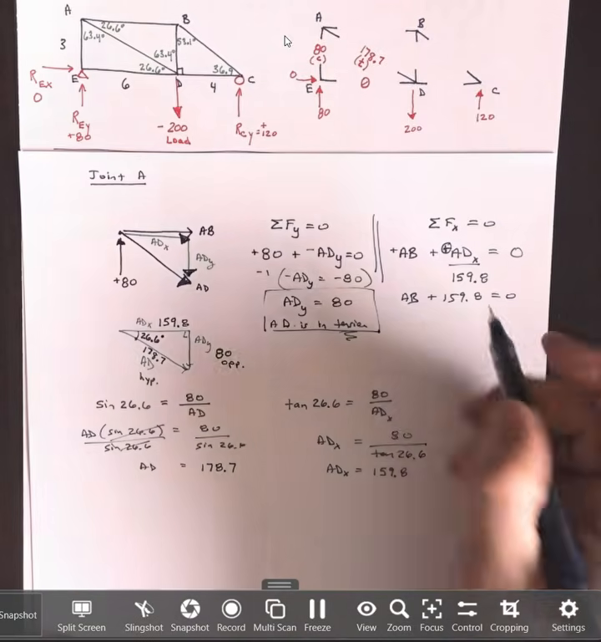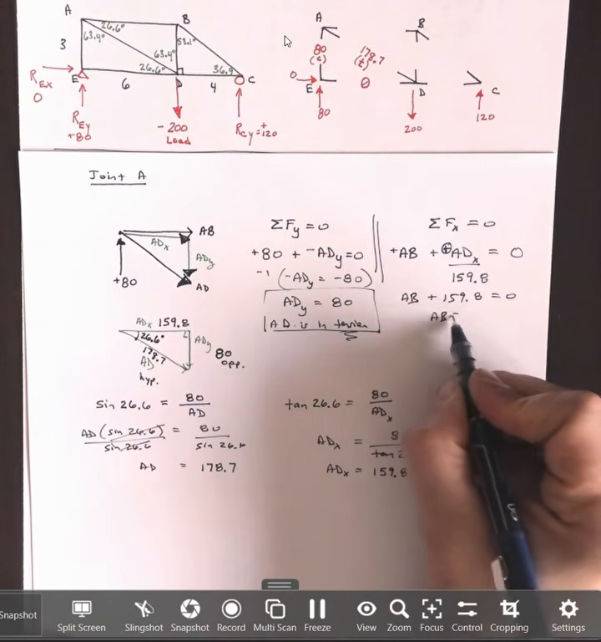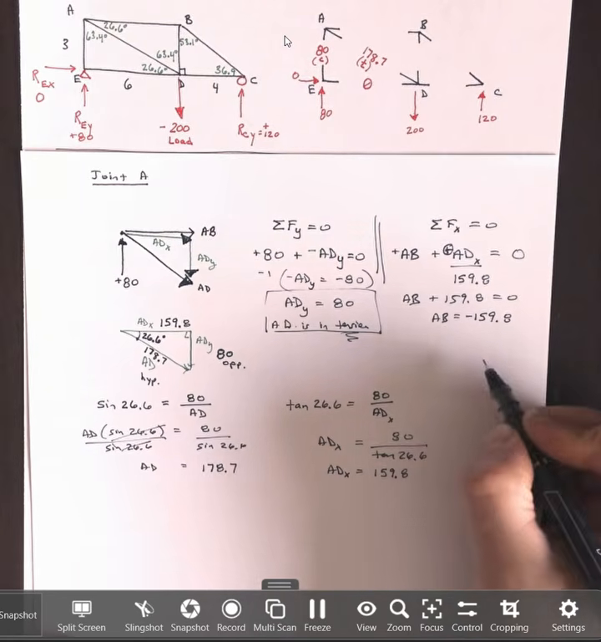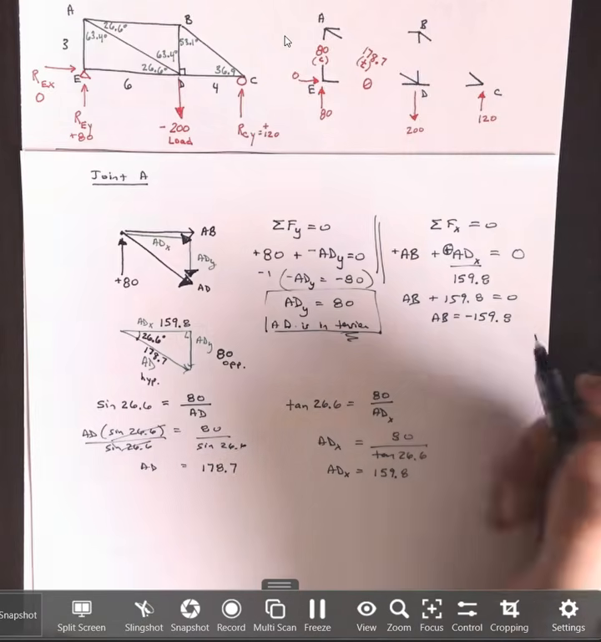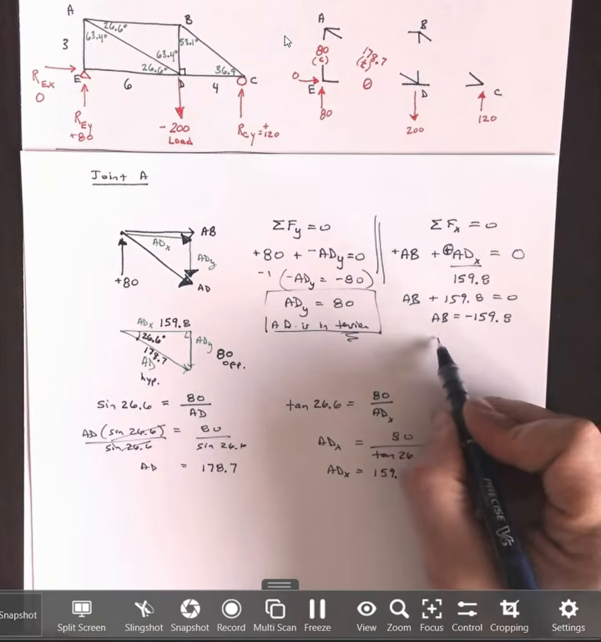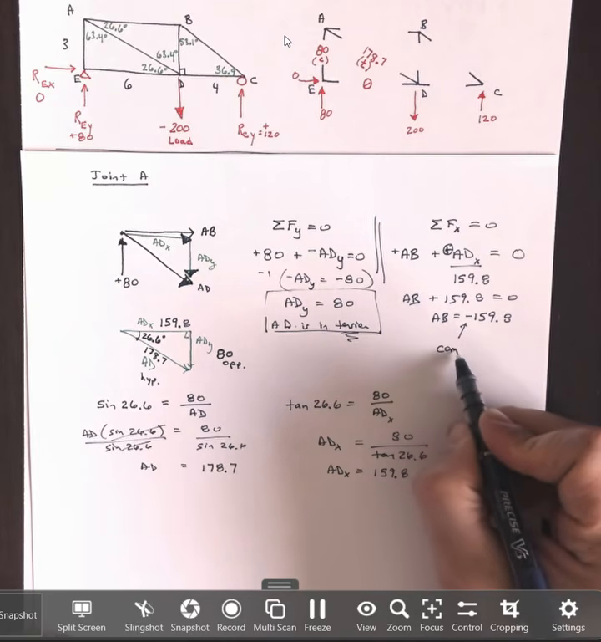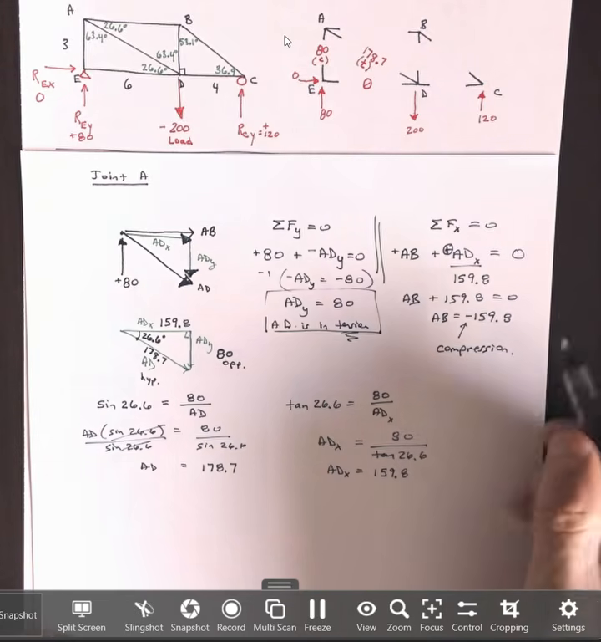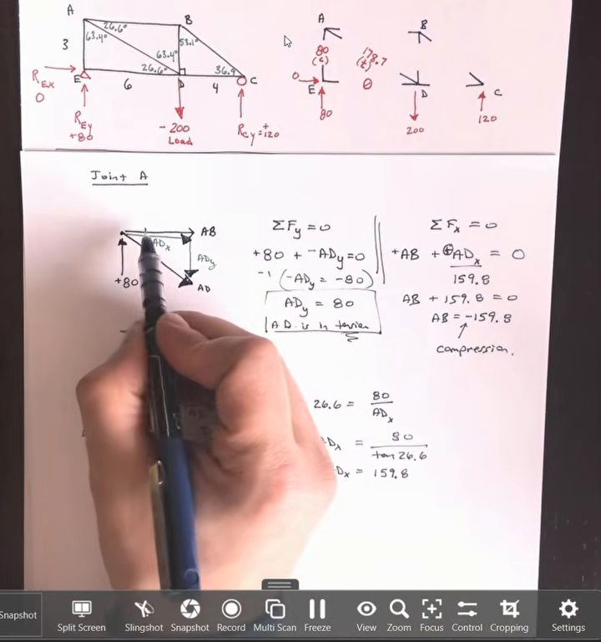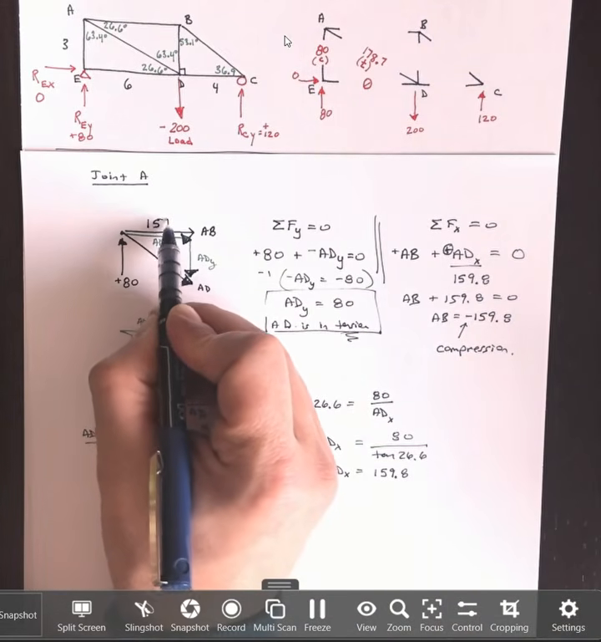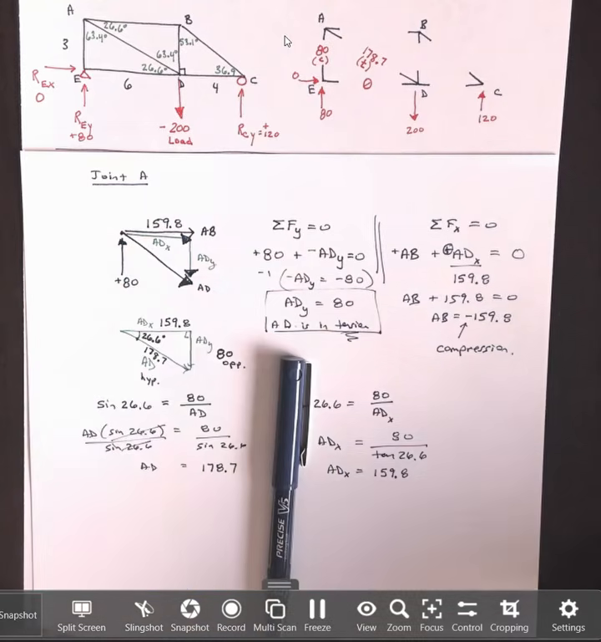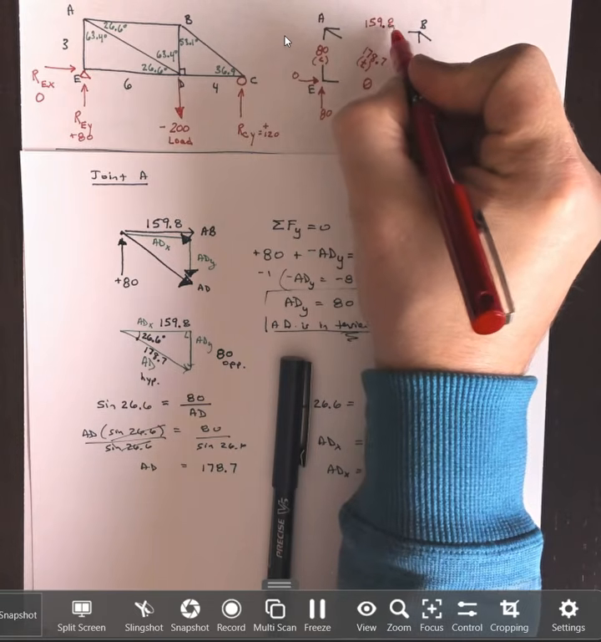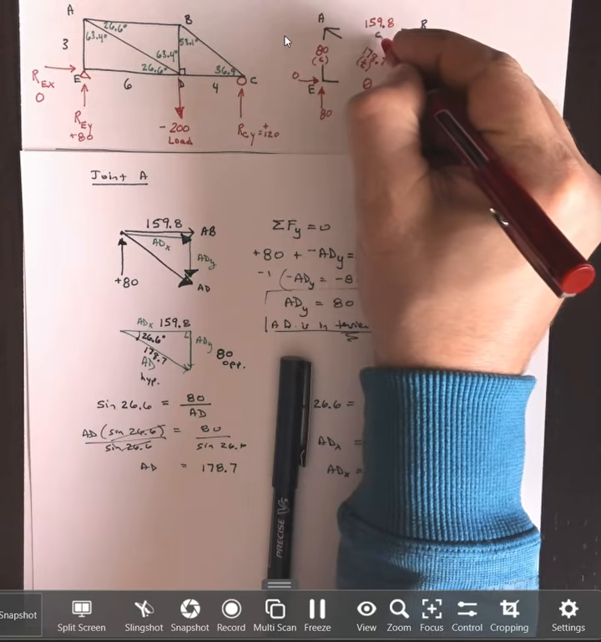Those have to add up to equal 0. We're going to subtract 159.8 from both sides. And the negative, the opposite value, tells us our direction was wrong. We've got the magnitude, but the direction was wrong. So that tells us AB is in compression. So AB is 159.8, compression.